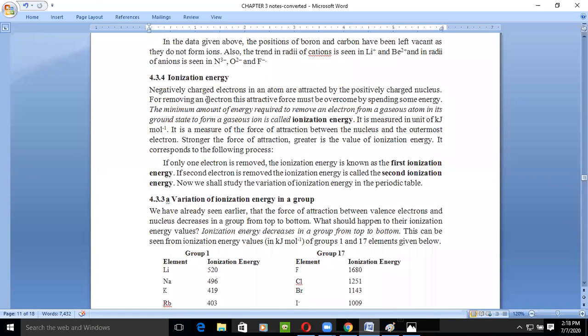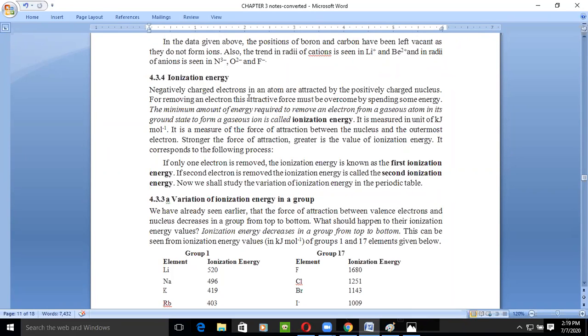Next, we'll go to ionization energy. So what is the ionization energy? Negatively charged electrons in an atom are attracted by a positively charged nucleus. This is the fact. That is how the atom is formed. The positive charge is at the center, the nucleus, and the negatively charged are the electrons. For removing an electron, this attractive force must be overcome by spending some energy.